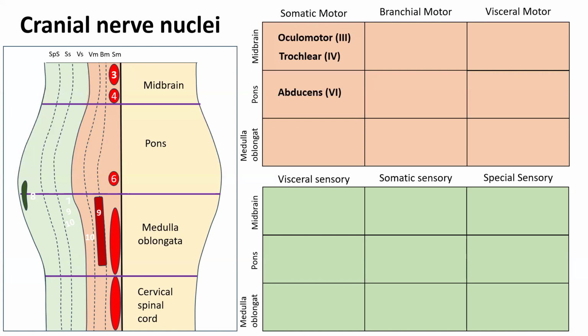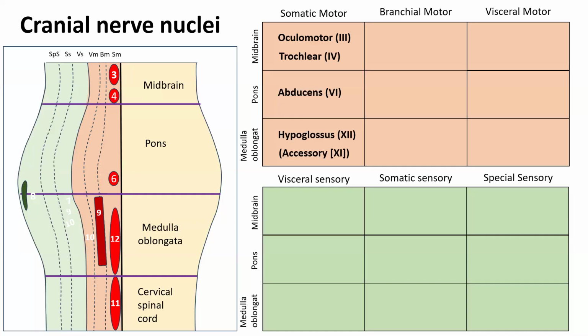And then at the level of the pons, we find the abducens nerve, which will innervate the lateral rectus muscle. Finally, we have at the level of the medulla oblongata the hypoglossal nucleus, or the nucleus of the hypoglossal nerve, which innervates the intrinsic and extrinsic tongue muscles.